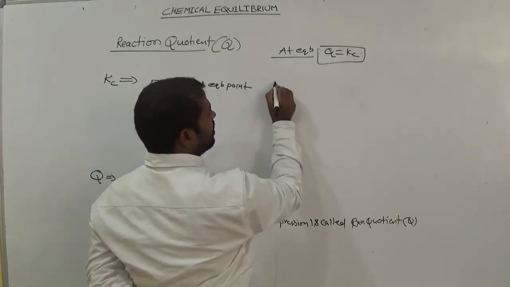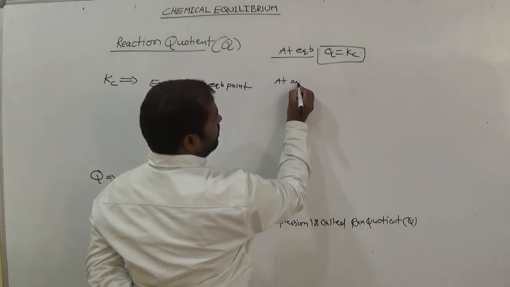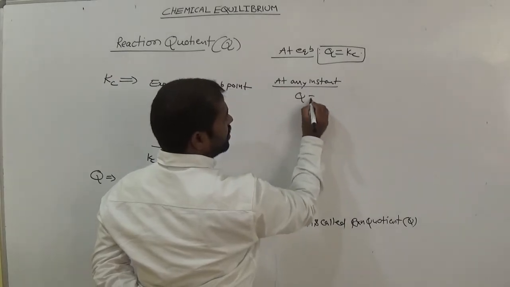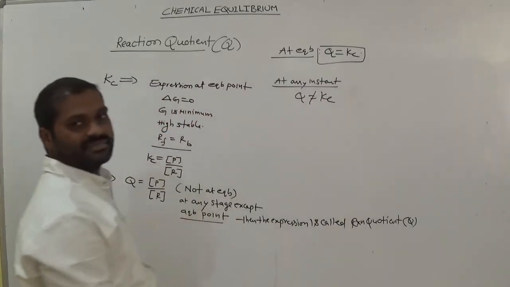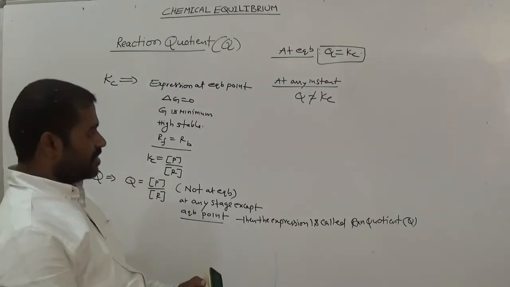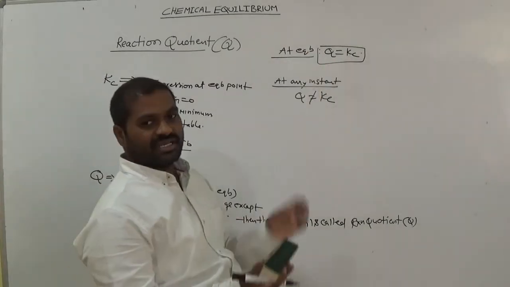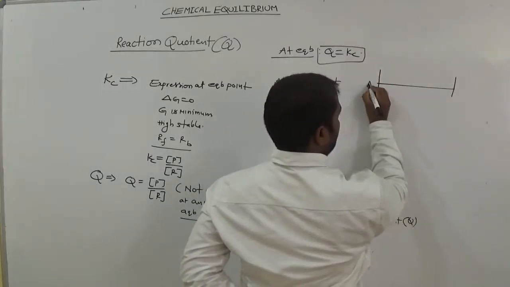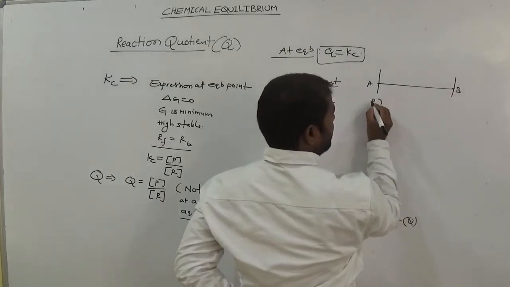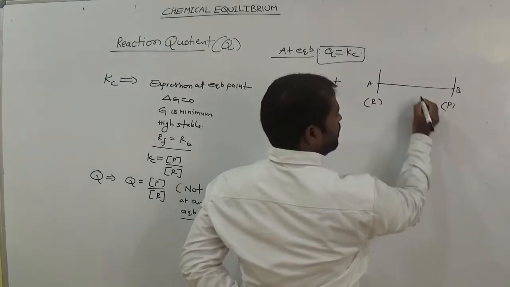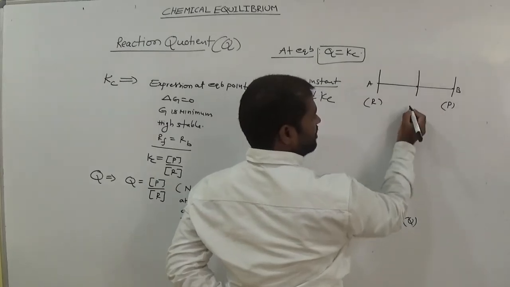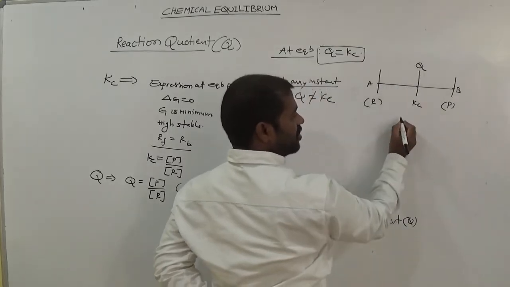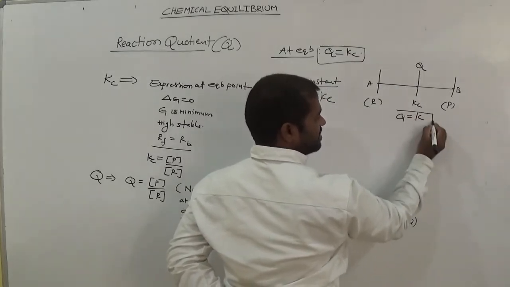Otherwise, at any instant, Q does not equal Kc. Is it clear, all of you? Only at equilibrium, Q becomes Kc. That means this is the point, reactants on this side and products on this side. This is exactly at equilibrium. So at this point, suppose this is the Q, this is the Kc. Both are equal, Q equals Kc.